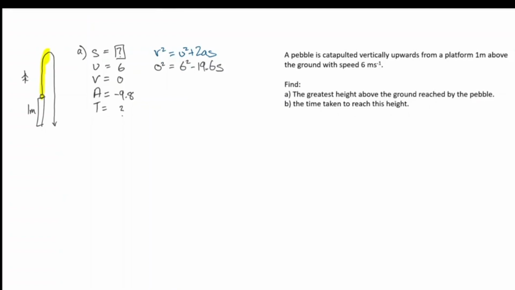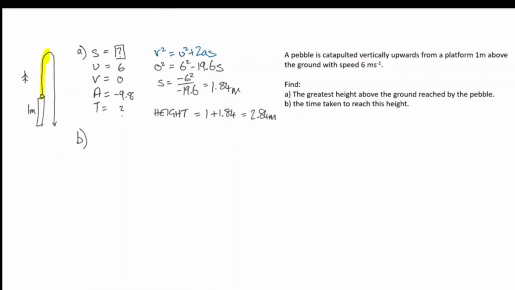That's going to be v squared equals u squared plus 2as. We'll substitute the values in, and we'll rearrange to solve for s. We know that the displacement from the point of projection to its highest point is 1.84 meters. That's the answer we get from the SUVAT, but it is not the final answer to the question.